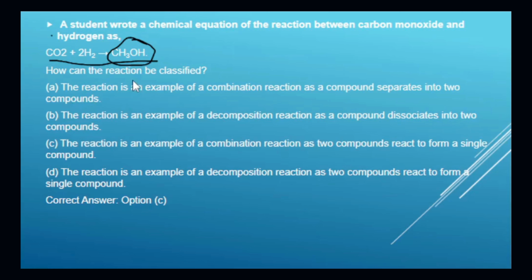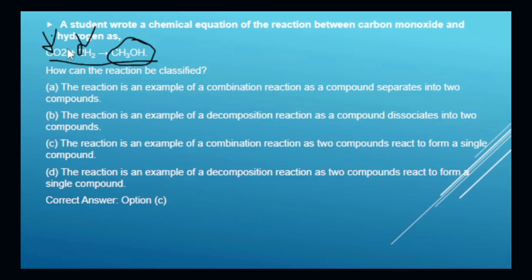Let's not go one by one through the options. Let's see from the reaction itself. You see, multiple reactants, right? If there are multiple reactants and a single product, that is a combination reaction. It is combining, right? Eventually you can see these two are combining. If something is combining to give you a single product, the product will always be single, remember that.